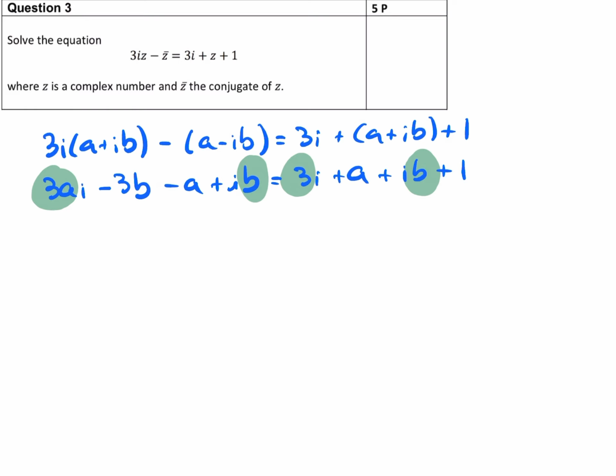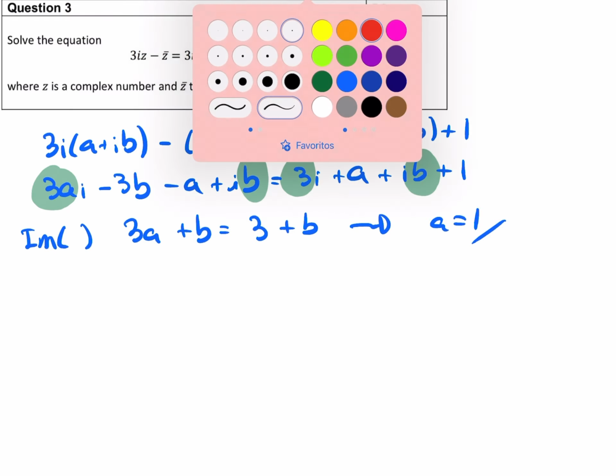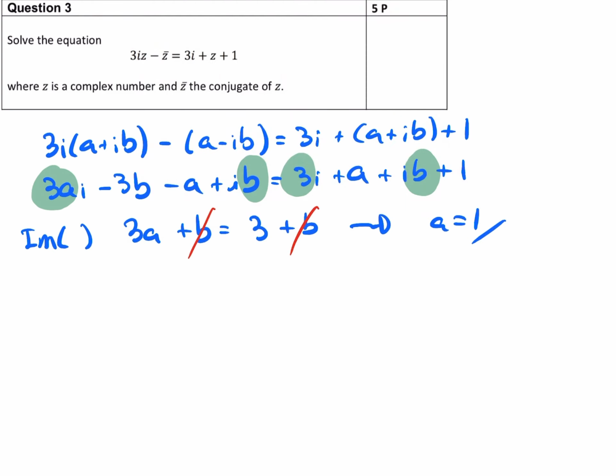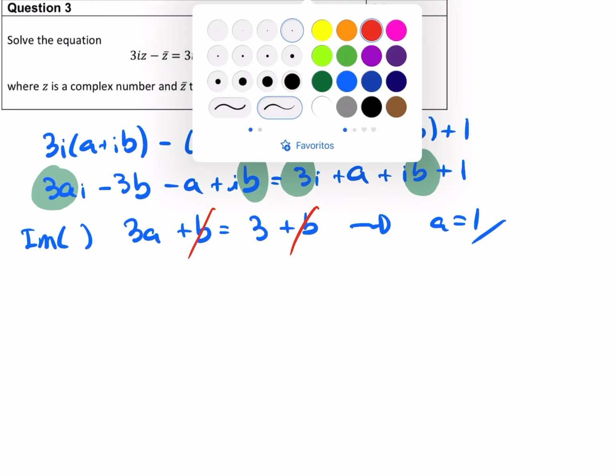Start with the imaginary part. You can start with any of them, but I just started with the imaginary part. I'm not going to write real part. 3a plus b is equal to 3 plus b. We can simplify this a lot, like a is equal to 1 right away, because b's will cancel out, and 3a equals 3, which means a is equal to 1.